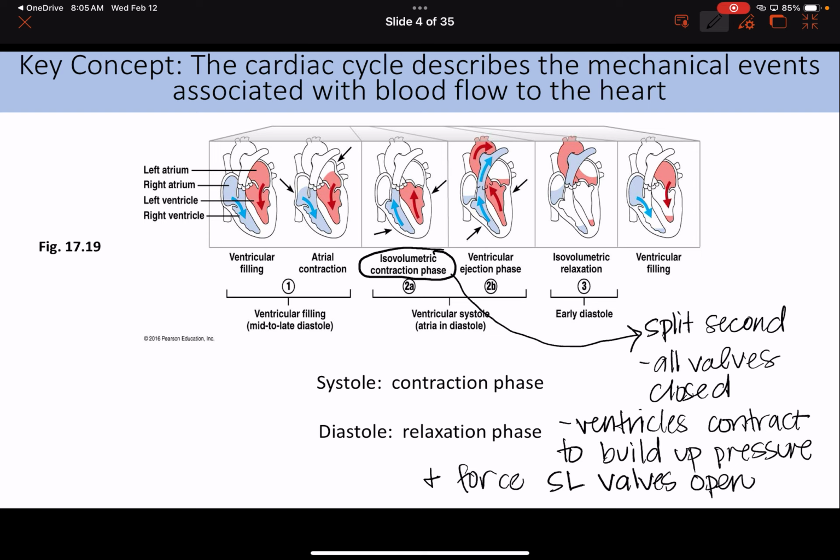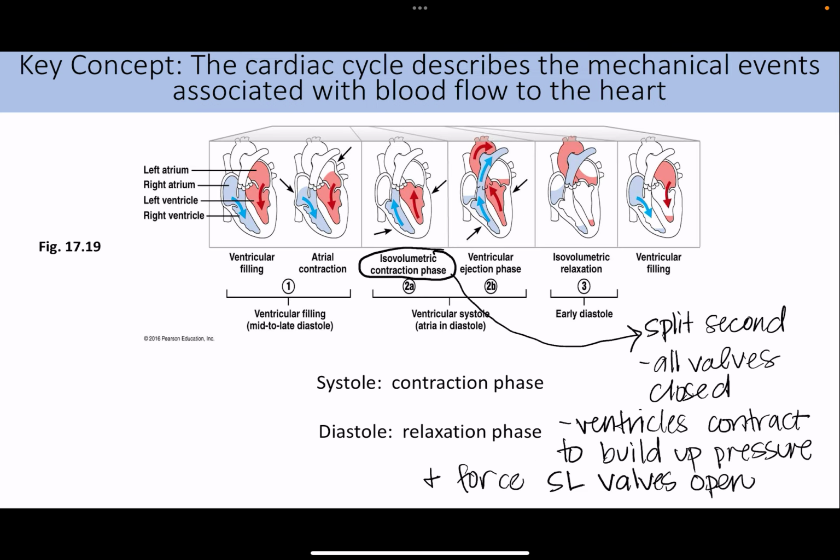Any questions about that? Okay. And did everybody have that written down? No. Oh, go ahead. You said that SL is semilunar? Semilunar valves, yeah.